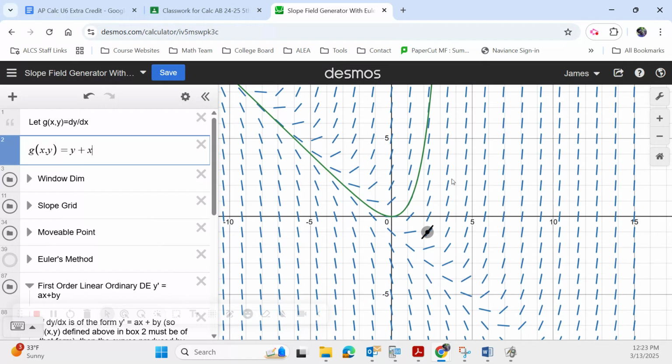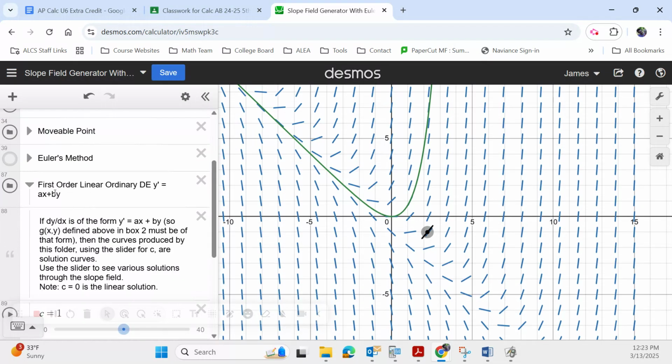So there's a green curve through this slope field right now, and that green curve is one solution curve. The idea is the slope field shows all of the solution curves, right? When you have a differential equation, when you have an equation with y prime or dy dx in it, it has infinitely many solutions. That's why we get a plus c when we're integrating. So this slope field represents infinitely many different curves. One of them is shown by that green curve.